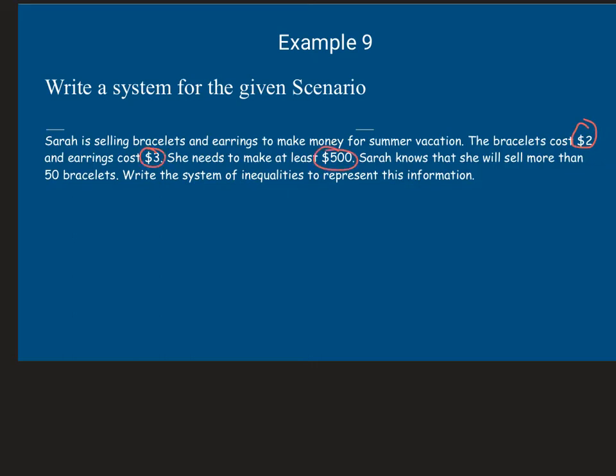$500. So there you go, money, money, and money. We know we're gonna have to put that together. Then we got 50 bracelets. I'm gonna write the system of inequality to represent this information now.